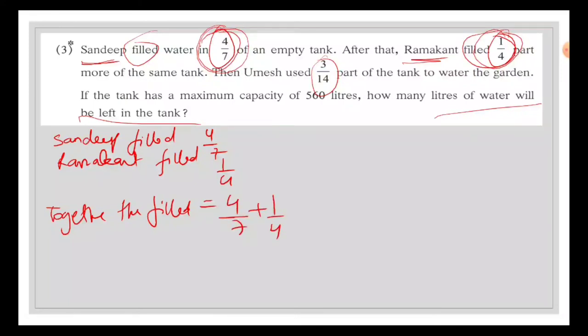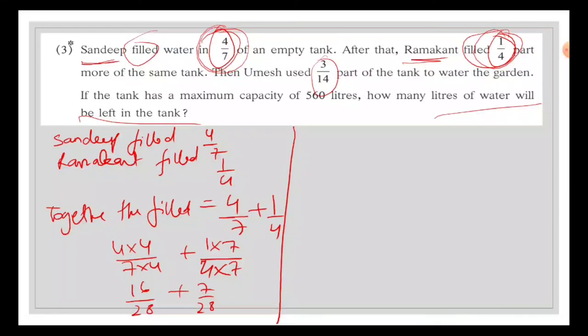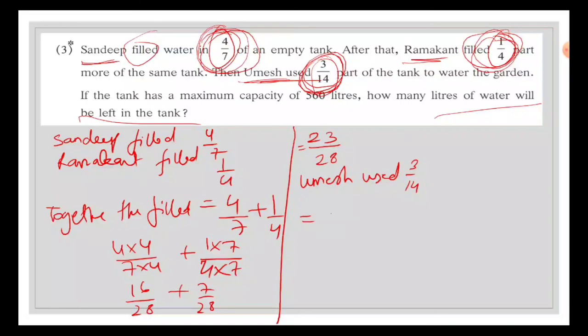Okay, so your denominators are not equal, so we will be making them equal. We will multiply 4 with 4 and 7 with 4, and here we will multiply 1 with 7 and 4 with 7. So we will get 4 4s are 16 upon 28 plus 7 upon 28. Okay, so 16 plus 7 will be 23 upon 28. This is our total of the tank filled. Now Umesh used this much of water, matlab usme se usne nikal diya. So Umesh used 3 upon 4. So we will be subtracting 23 upon 28 minus 3 upon 4.